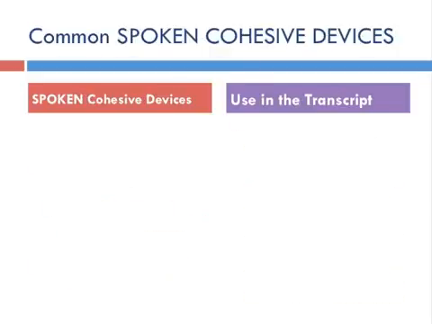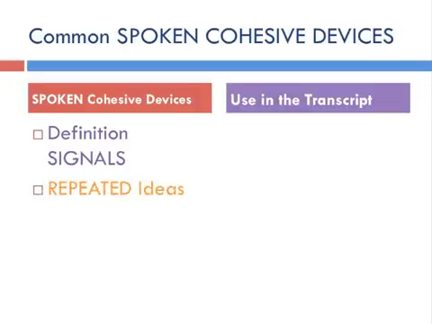Now, as we continue, let's think about some of the common spoken cohesive devices we've already seen, and we're probably going to see throughout the rest of the passage. First off, in more spoken contexts, a lot more common, I think, are definition signals. And definition signals really tell us how new words or terms are defined, and they will be a little bit different than what we see in a reading context.